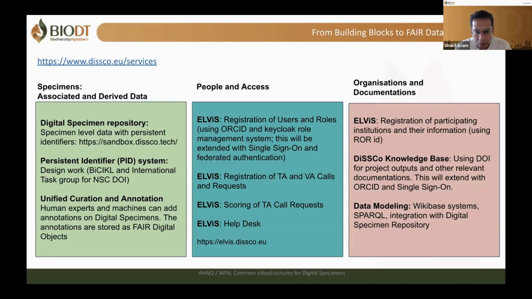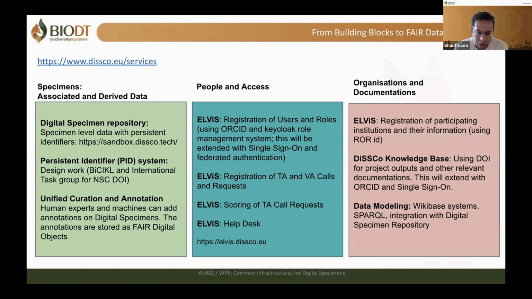But you need people to do that. So there are systems we're already working on where people can come and register with their ORCID ID. And there's an authentication and authorization system we're working with that will help people to use single sign-on and federated authentication.